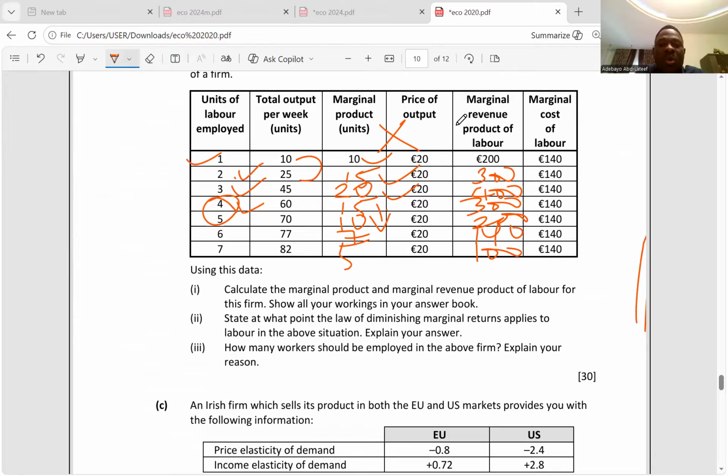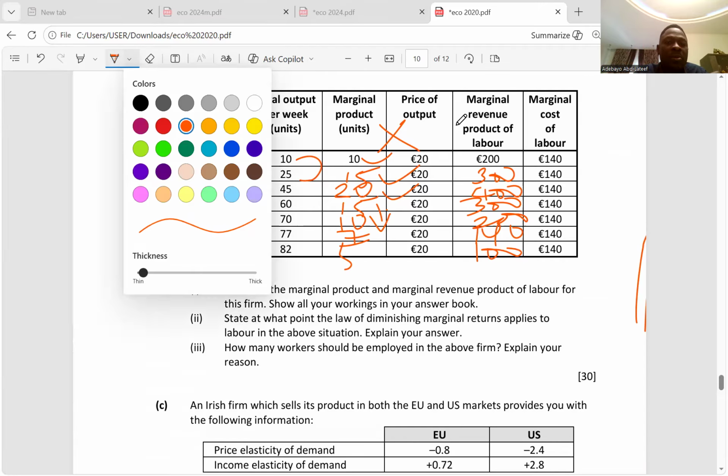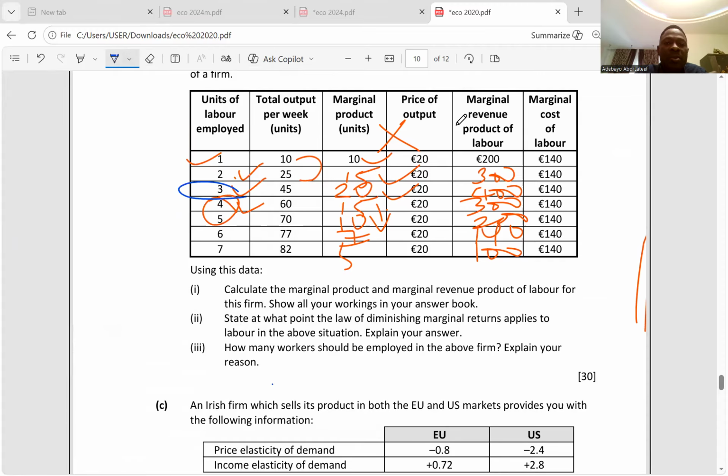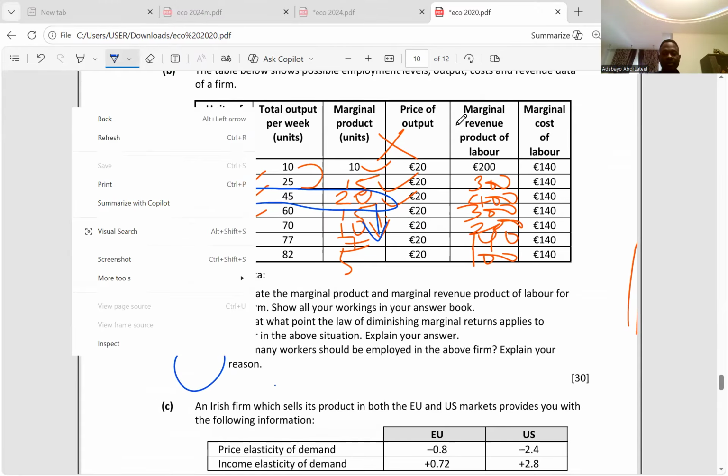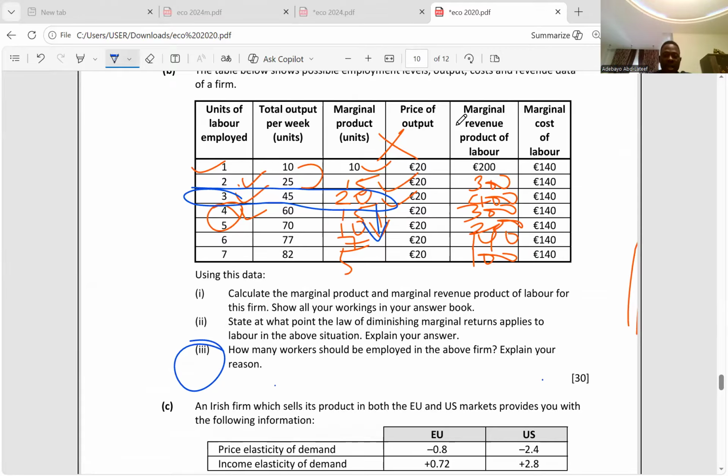And for the last one, they said, how many workers should be employed in the above firm? 3 workers should be employed, because with 3 workers, our marginal product increases to 20. When it becomes 4, it reduces to 15. So the number of workers to be employed here should be 3. So that's for this question. We'll move on.